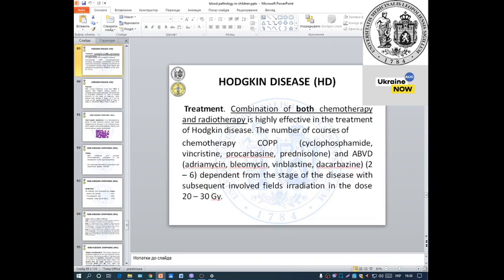Combination of both chemotherapy and radiotherapy is highly effective in the treatment of Hodgkin disease. The number of courses of chemotherapy is dependent on the stage of the disease, with subsequent involved fields irradiation in doses of 20 to 30 gray.